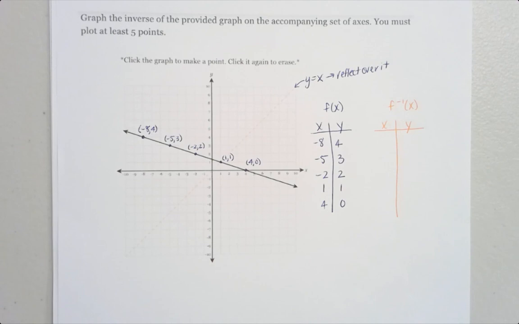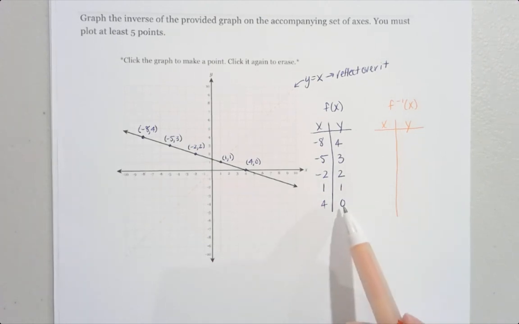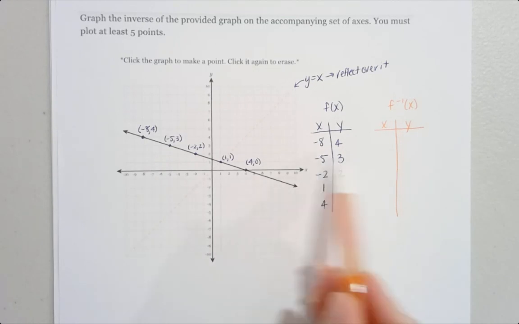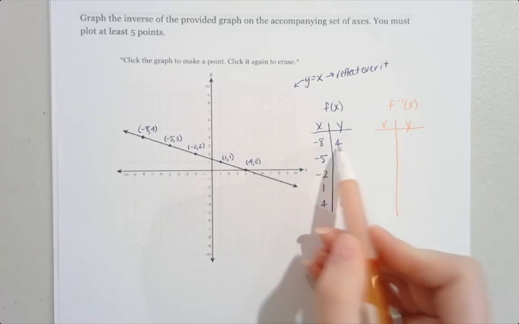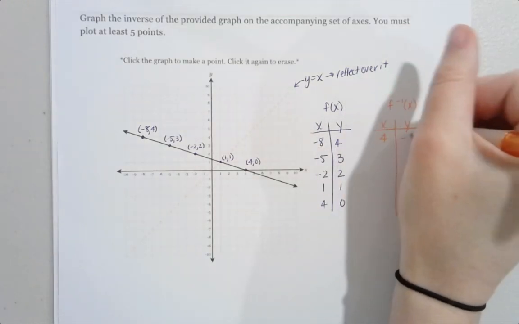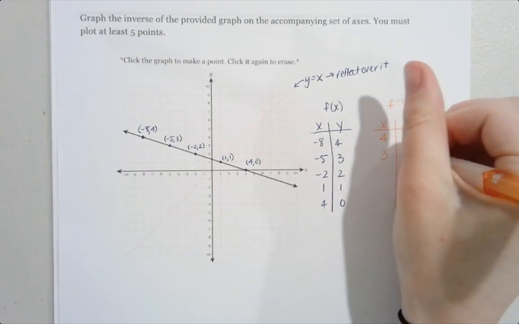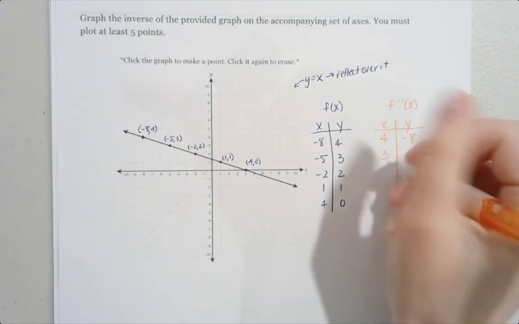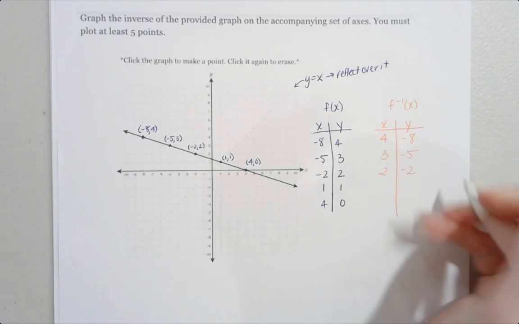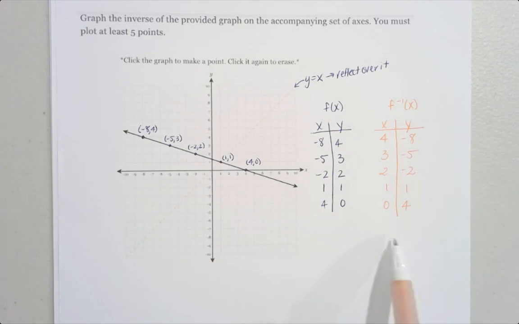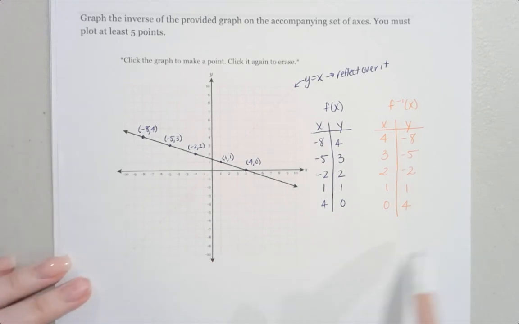So all I'm going to do is I created a table of values here to make this a little bit easier visually. And I just rewrote all of these points inside my table, and I'm going to flip-flop them. So instead of writing -8, 4, I'm going to write 4, -8. And then over here, I'm going to flip-flop this to be 3, -5. And then I've got 2, -2. I've got 1, 1, and then I've got 0, 4, all right? And these are going to be my 5 new points for my inverse function, so I'm going to go ahead and graph them.